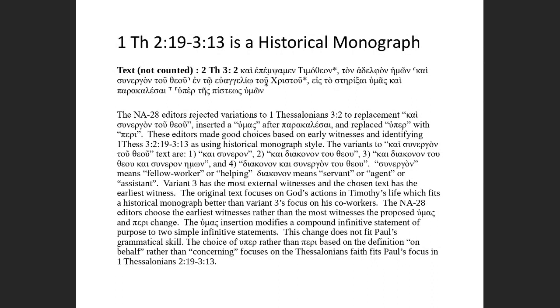The variants sun, ergon, theou text are, and I list all the variants. The variant 3 has the most external witnesses, and I then conclude that variant 3 has external witnesses and has chosen it. The original text focused on God's action in Timothy's lives, which fits a historical monograph better than variant 3 focused on his co-workers.